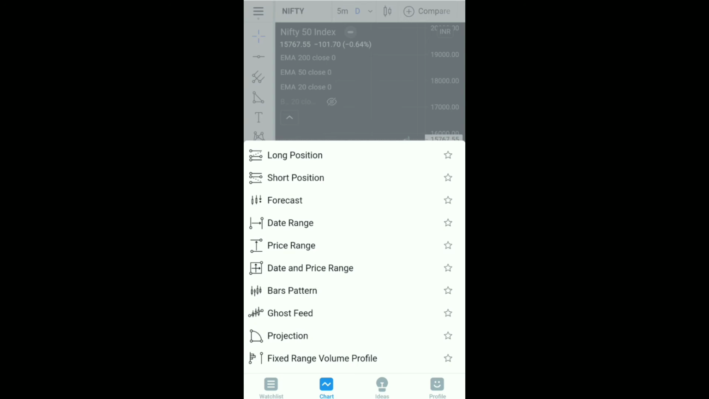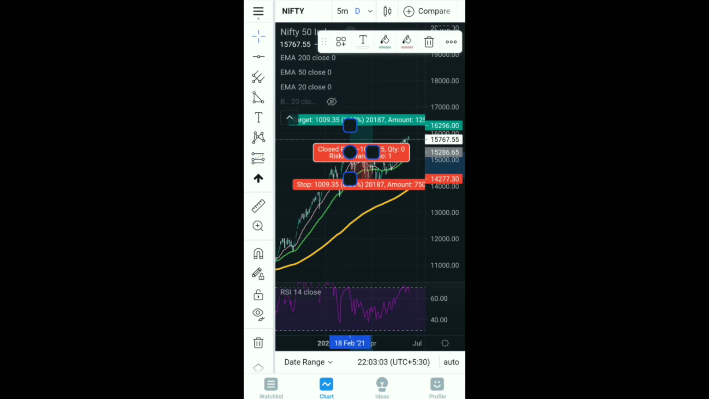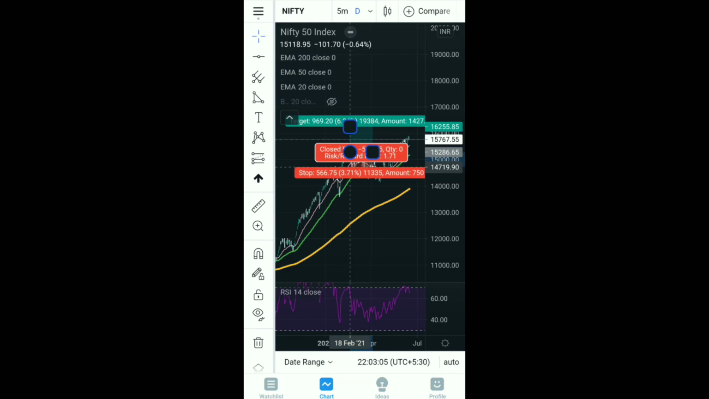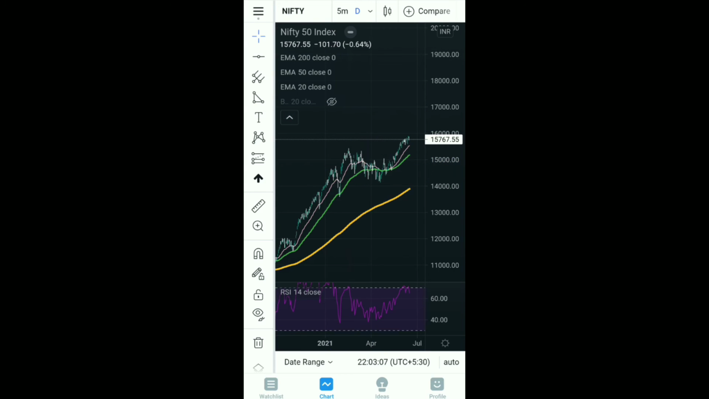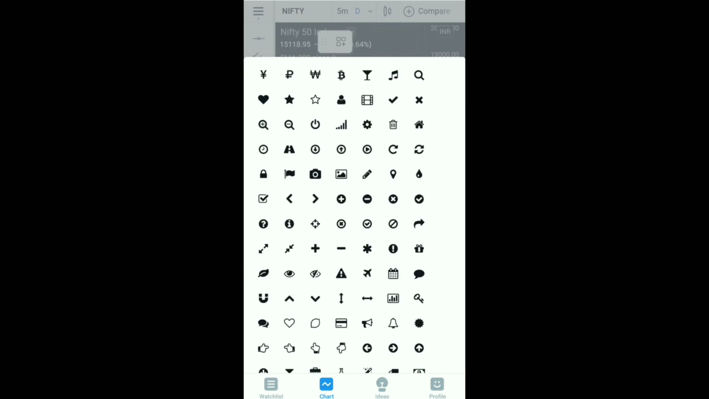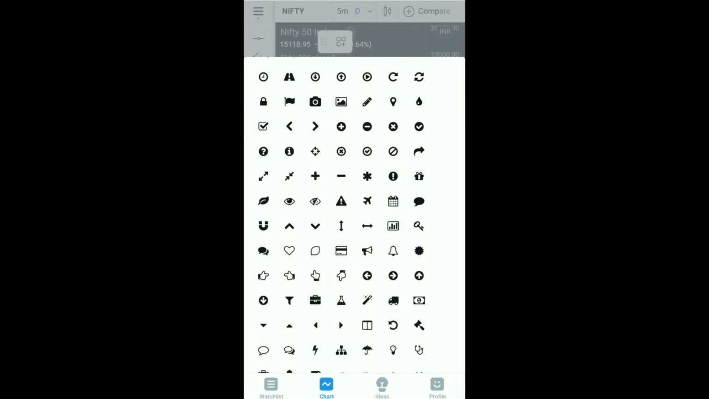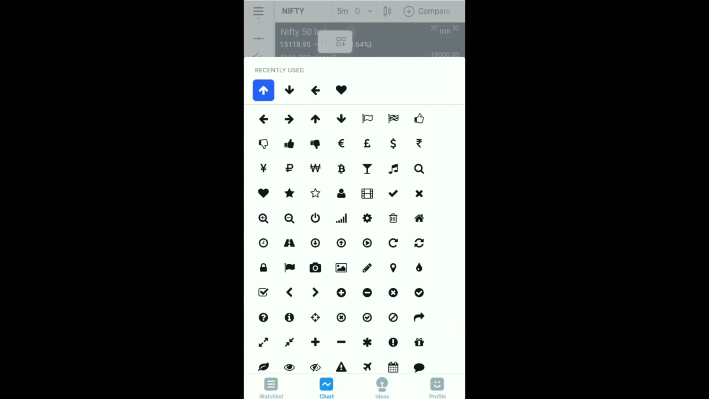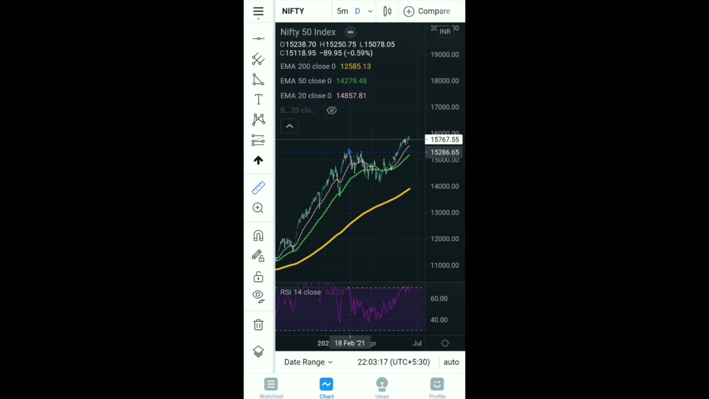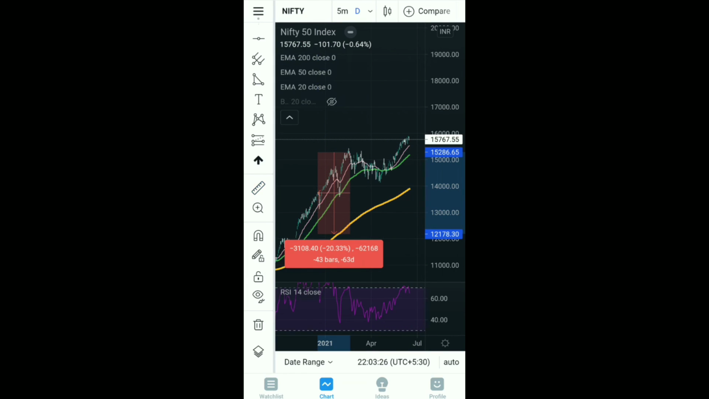You can see the risk to reward ratios. You can see what will be the risk and what will be the reward. This is the section which you can see. These are the symbols, various symbols you can add onto the charts for your understanding. And this is the ruler, like what points the candle moved in a day, or what points are moving down and up. So you can measure it from the ruler.